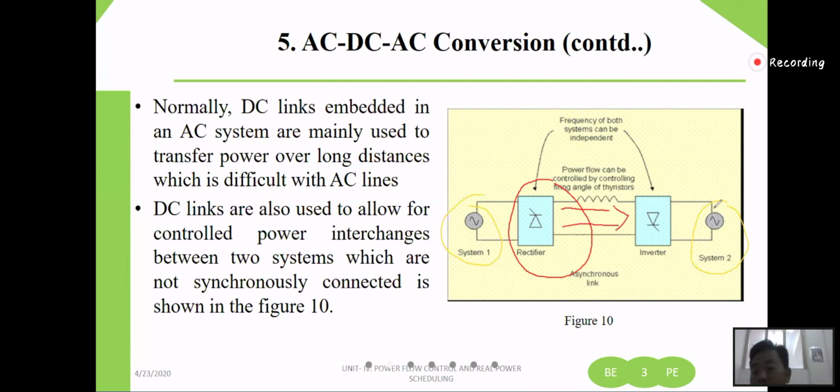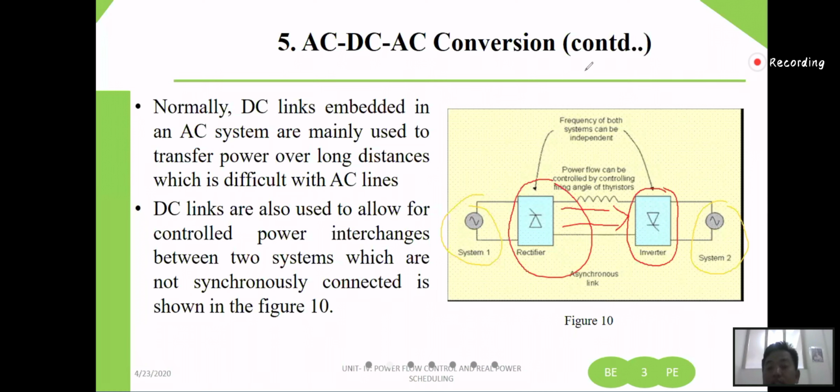But when we reach the load or system 2, we require AC. Normally the load will be AC. So then you employ another power electronics device, which we call an inverter, whose function is to convert from DC to AC. This is how we can transfer. In the DC transmission system, there are fewer losses or no losses of power, so that's why they go through DC.